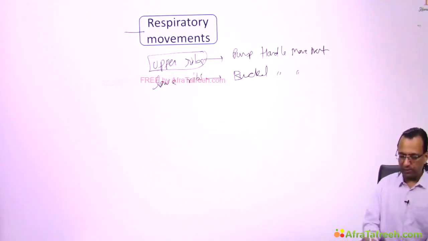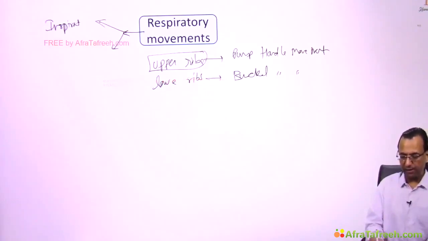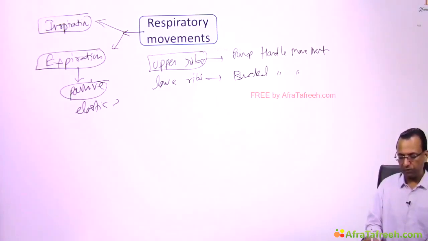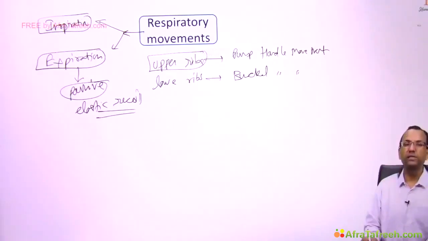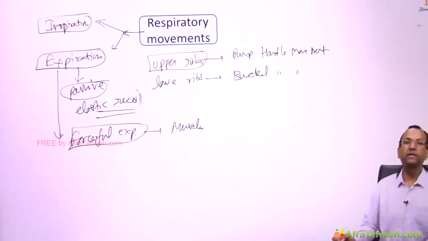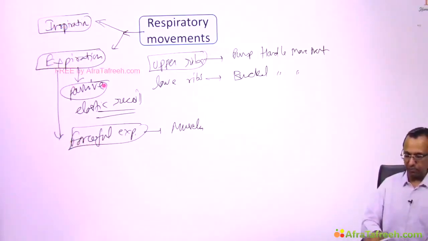See, respiratory movements are of two types. One is called inspiration and the other is called expiration. You have to understand that expiration is a passive process and it is due to elastic recoil of the lungs. Though you can use some muscles if you want forceful expiration. So respiratory movement is inspiration and expiration, and expiration is a passive movement due to elastic recoil of the lungs. But if you want to do forceful expiration, then you may use some muscles.